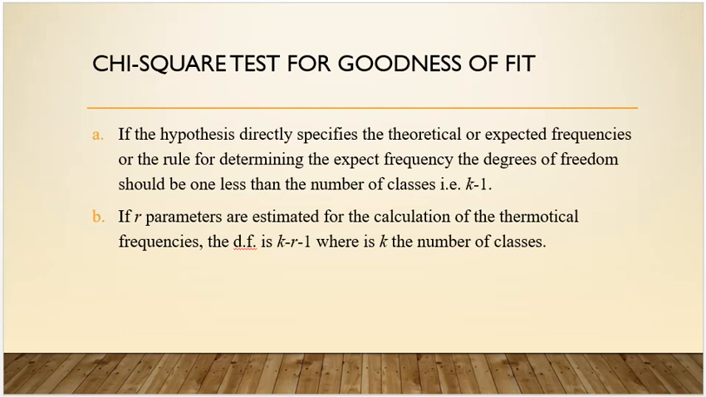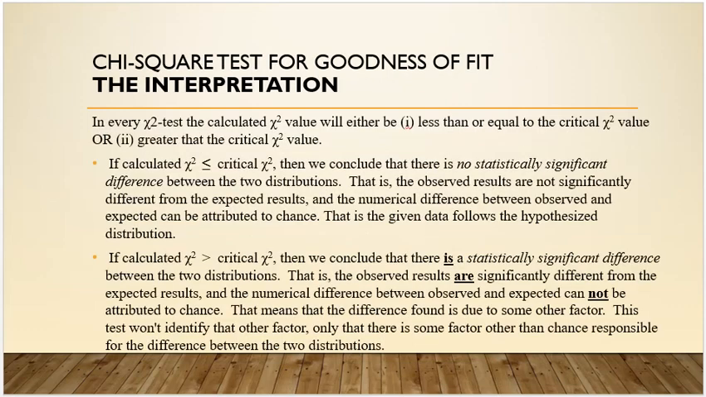So if you have 5 classes and for the last 2 classes the theoretical frequencies are 6 and 1, then we are going to add those, and so k is reduced by 1. So you should be careful when you calculate the degrees of freedom.